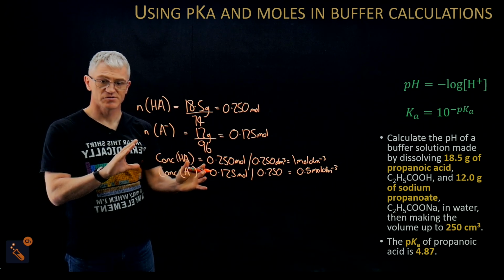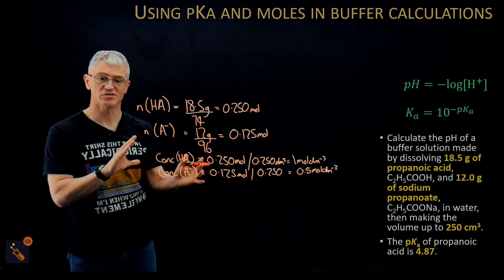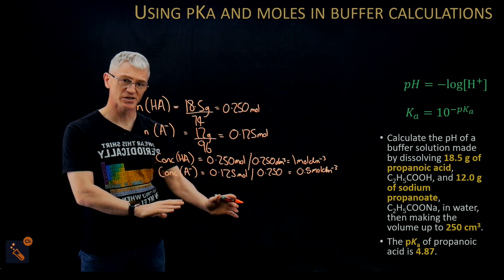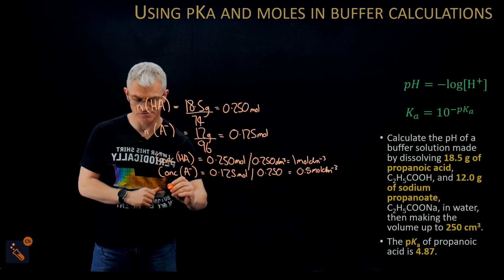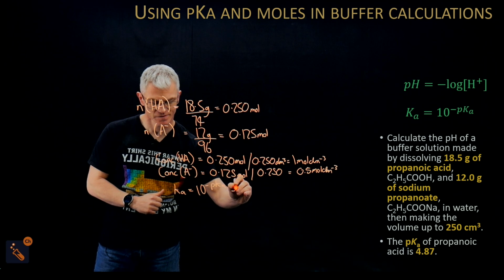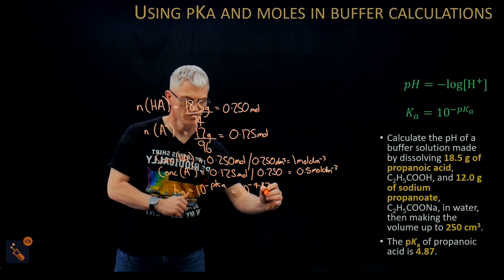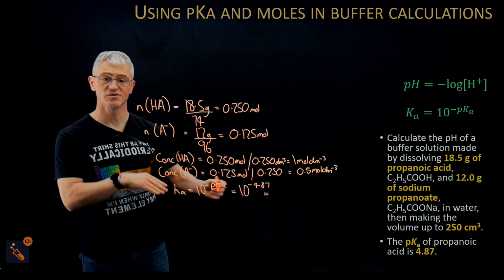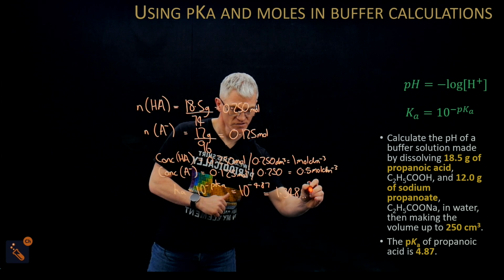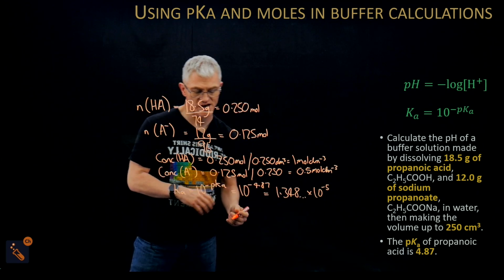Now all we have to do is put that into the calculation, because we've got the Ka equation. But we also need to do something extra. We've been given a pKa, and because we've been given a pKa, we need to convert that to Ka first. So it's a little complication. Ka is equal to 10 to the minus pKa, which means 10 to the minus 4.87, which is 1.348 times 10 to the minus 5. And therefore I have my Ka.